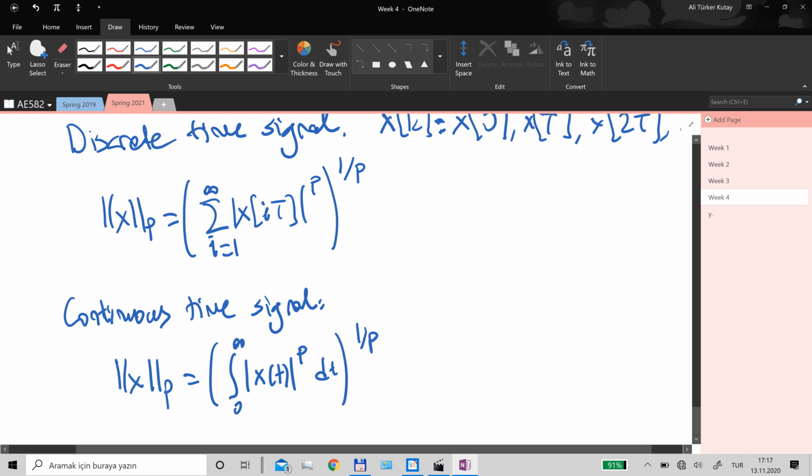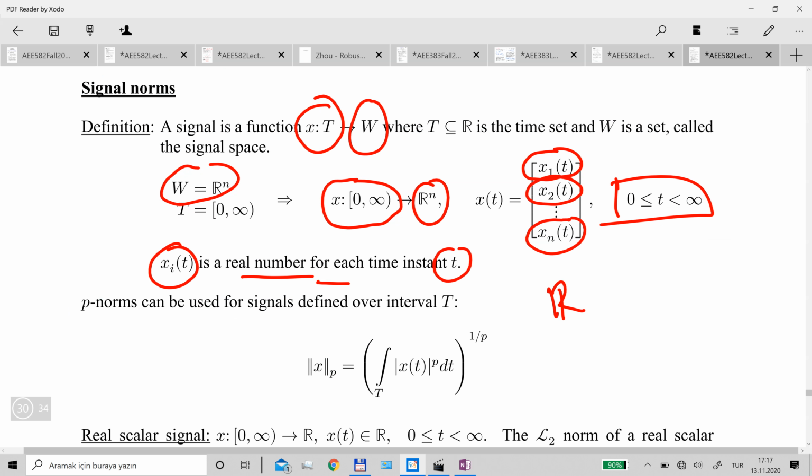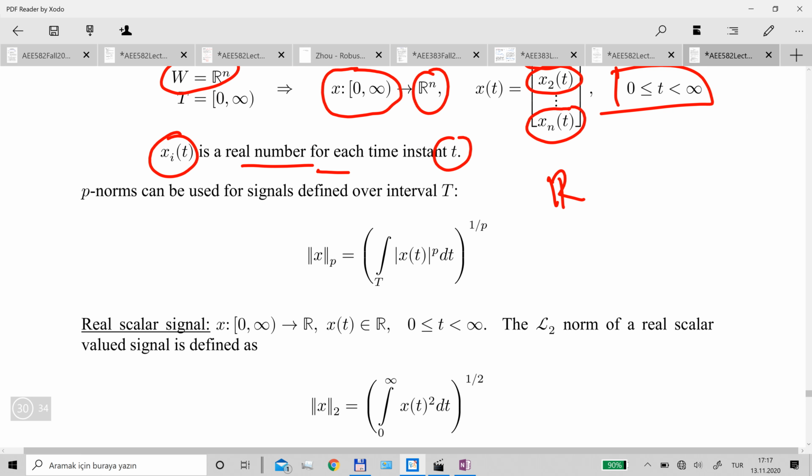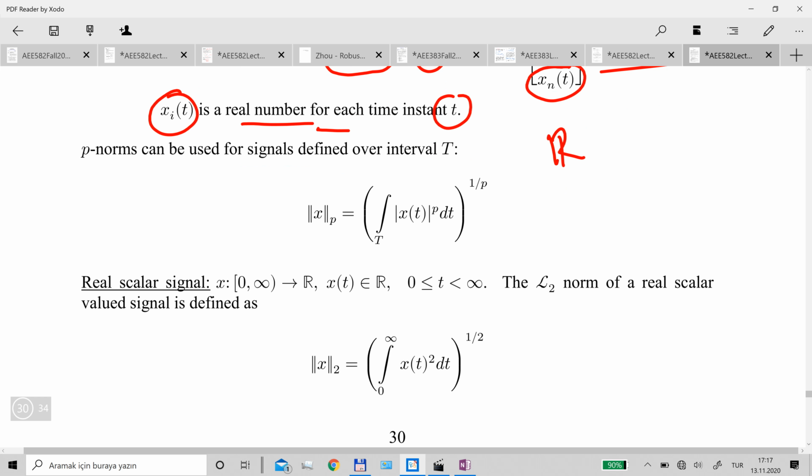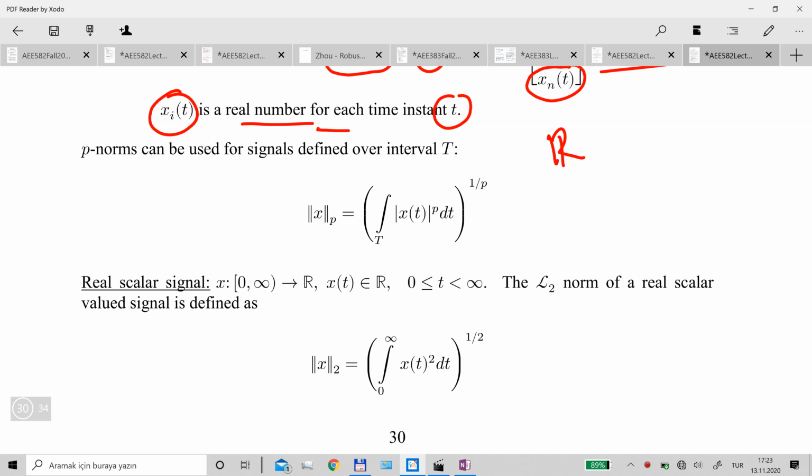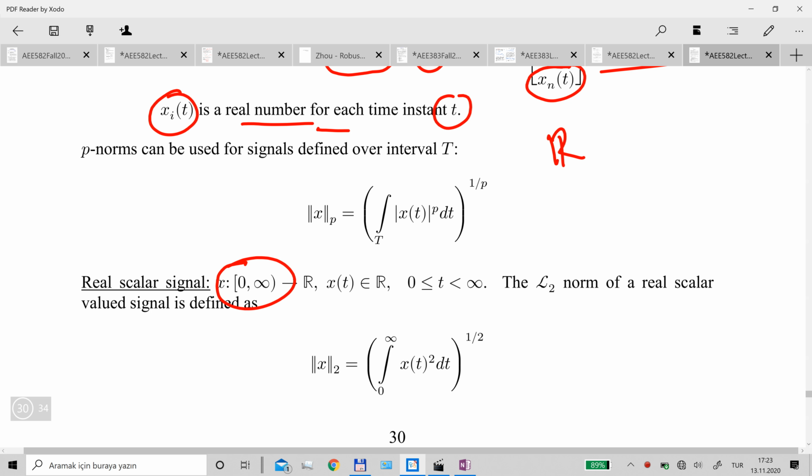This is already defined here. So this is how we define the p-norm for a scalar signal. And then we can discuss how these p-norms are defined for that. In the case of a scalar signal, the signal extends from the positive real axis, time as the input argument, to the set of real numbers.